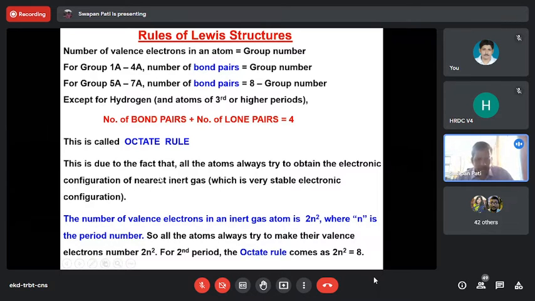There is no more inert anyway, because many of the compounds have been formed by Xe and other inert gases. The number of valence electrons in an inert gas atom is 2n square, where n is the period number. So all the atoms always try to make their valence electrons number 2n square. For second period, the octet rule comes as 8. 2n square, so 2 to the square, 4 into 2, 8.